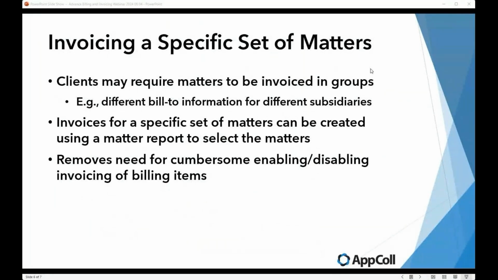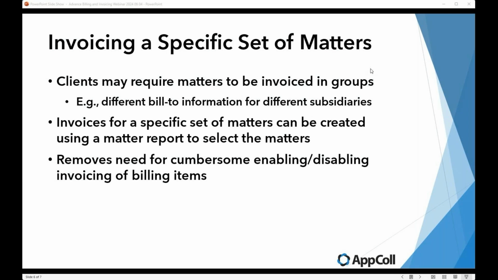So this can be quite useful if you have a large number of invoices, a large number of matters for a particular client. There may be cases where a client is requiring your matters to be invoiced in groups. For example, you may have a situation where a client has subsidiaries and they want matters for a particular subsidiary to be billed to a specific contact. And the way this works is you create a report that specifies in the matters module which matters you want to invoice. So it will typically be a subset of your client's invoices.